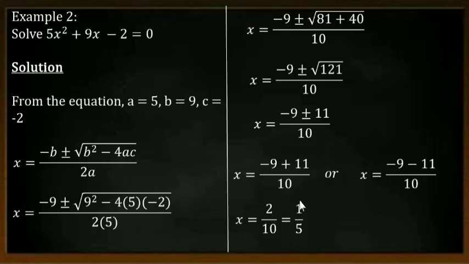And when you divide 2 by 10, when you divide 2 by 2, we have a 1. When you divide 10 by 2, you'll have a 5. So in simplest form, x is equal to 1 over 5, or minus 9 minus 11 will give us minus 20 divided by 10. When you divide 20 by 10, you'll have minus 2. These are the solutions of the equation which we have just solved.